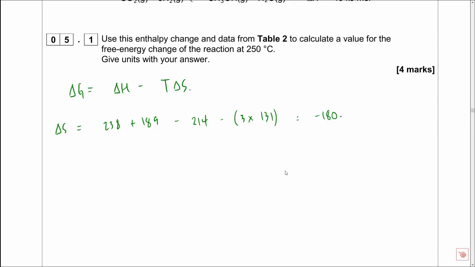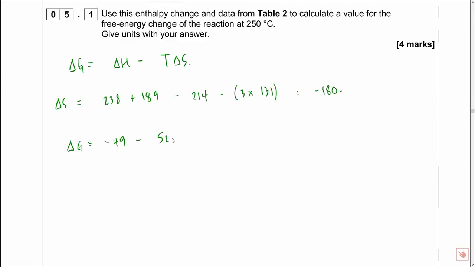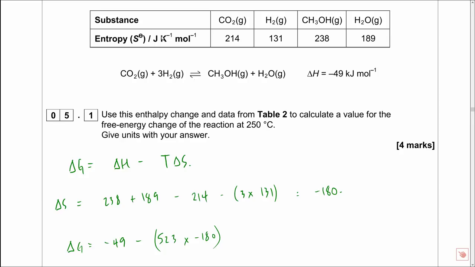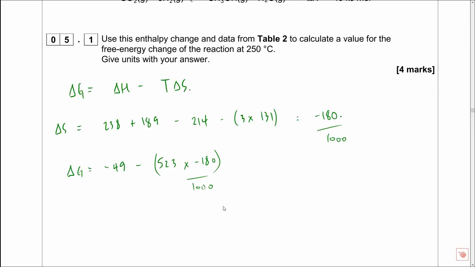So, we're given delta H there as well. If I leave that there, I know that my delta G is going to be minus 49 minus the temperature, which, if you remember, is 250, needs to be converted to Kelvin, add 273 to it, so it's 523 times minus 180. I'll bracket that. We have to, of course, convert our entropies so they are in kilojoules. You could do that here as a step, a divide by 1,000. I'll do it within here, divide by 1,000. And we should come out with a value of plus 45.1 kilojoules per mole. Don't forget that divide by 1,000 step.